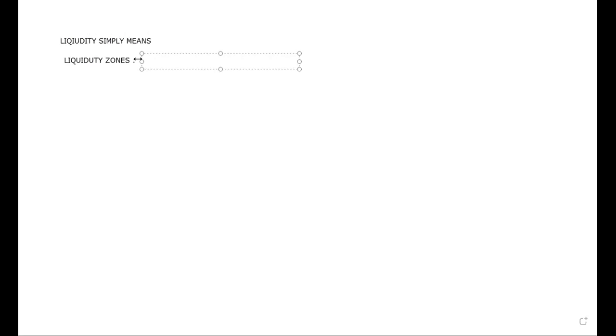We have the previous high and low, previous week high and low, previous month high and low, previous year high and low.